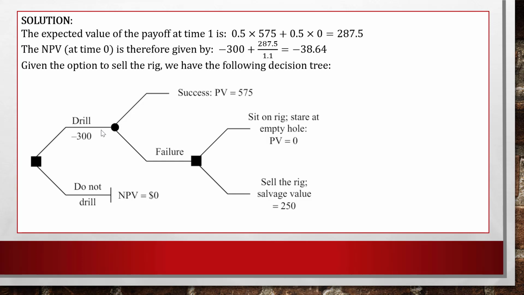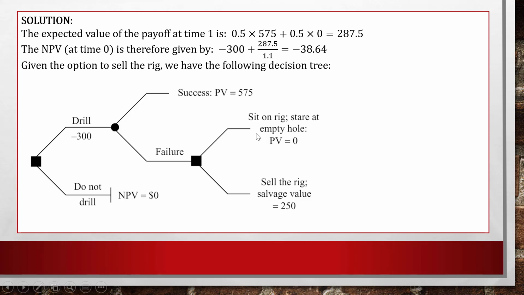For the option of drilling the project, we will have either success or fail. So these are two sub events in the event of drilling the project. See that? If success, then the present value is 575. If fail, we have two more options. Either we sit on the rig and stare at the empty hole to get 0 present value, or we can sell the rig to get the salvage value of 250.